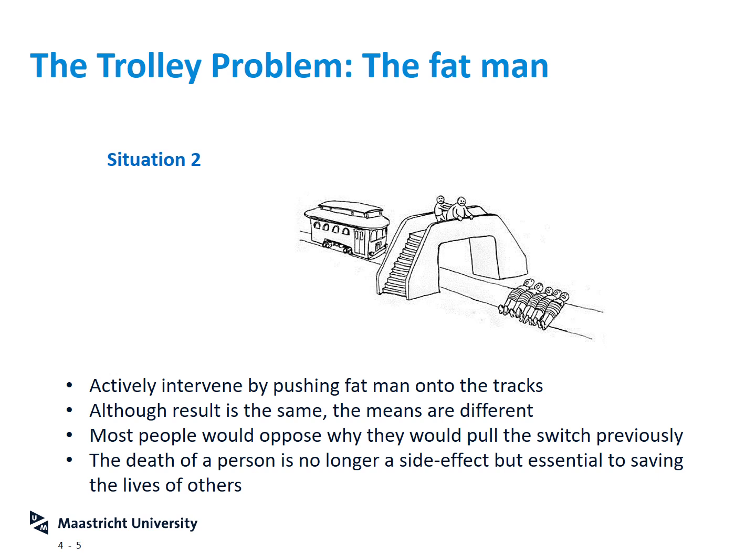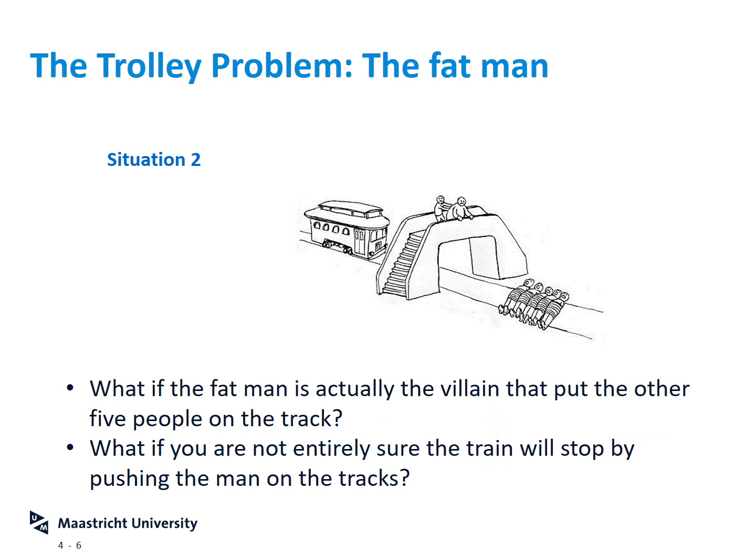pull the switch previously. So now you have a situation where you feel that you're actively killing somebody rather than it being a side effect of a decision you make. But still, it would be essential to save others. But people will be less inclined to do so. Again, some alternative viewpoints or elements to take into account. What if the fat guy is, for instance, the guy that actually bound the other people to the track? What if you're not entirely sure the train will stop? So there are a lot of boundary conditions, and this shows you that ethics is really complicated.